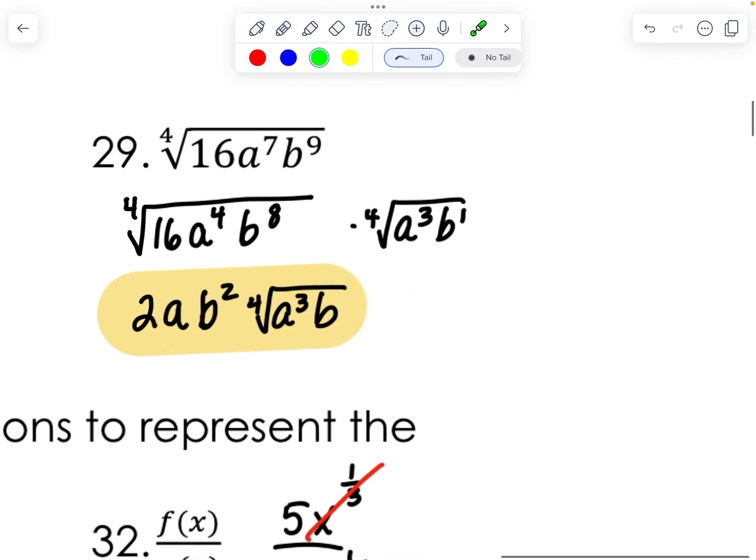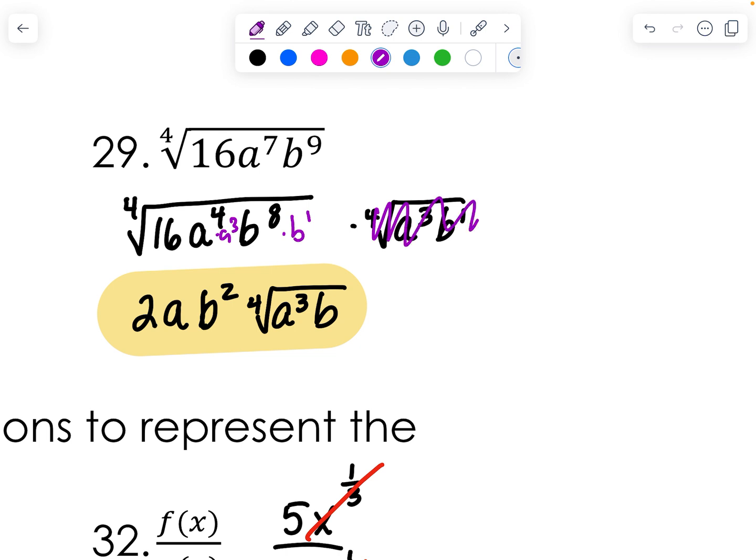On 29, similar thing here. So we know the fourth root of 16 is 2. a to the 7th can be written as a to the 4th times a cubed. This was split into 2 different fourth roots, but you can keep it all under the same fourth root when you do the problem. So a to the 4th, a cubed is right there, and then b to the 8th, b to the 1st.